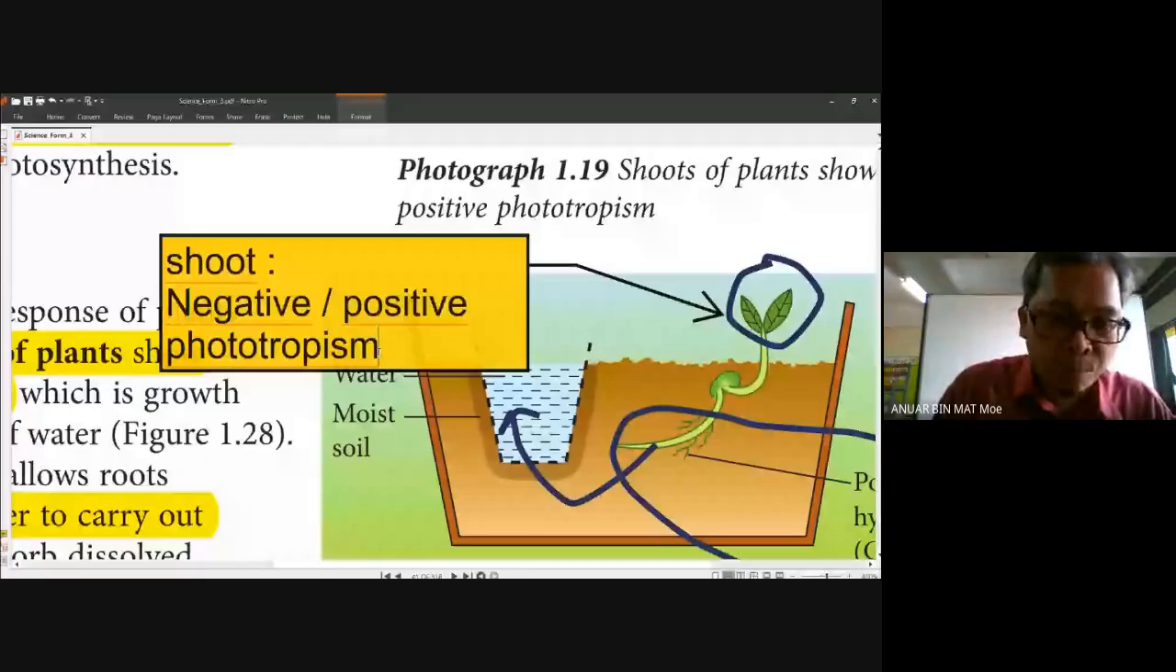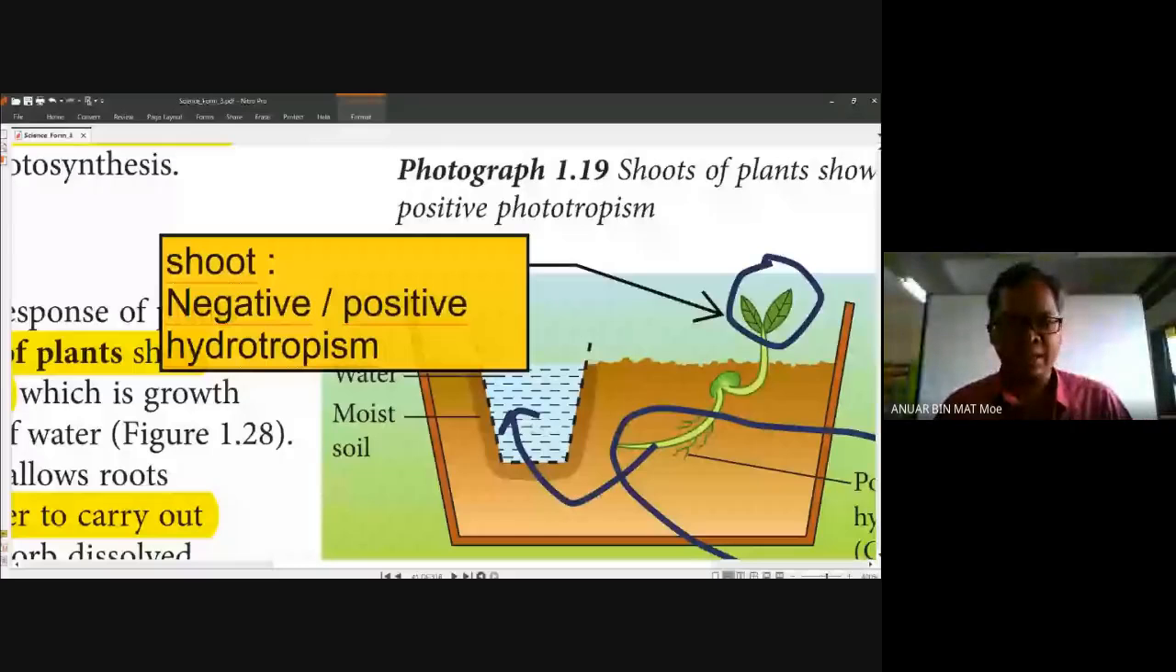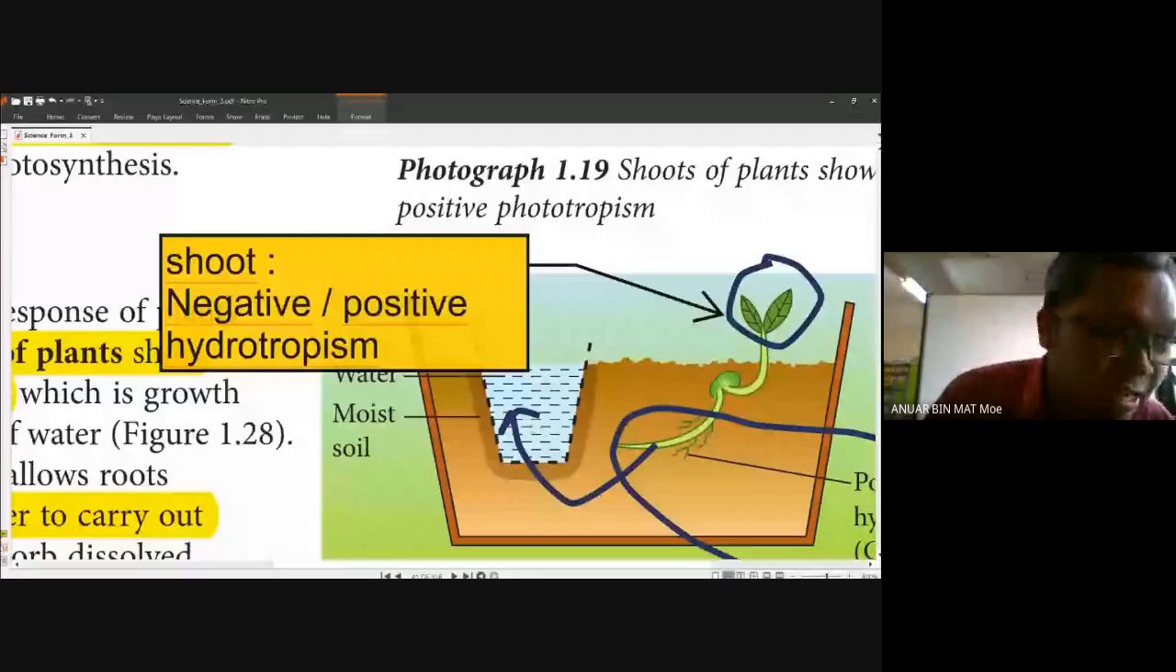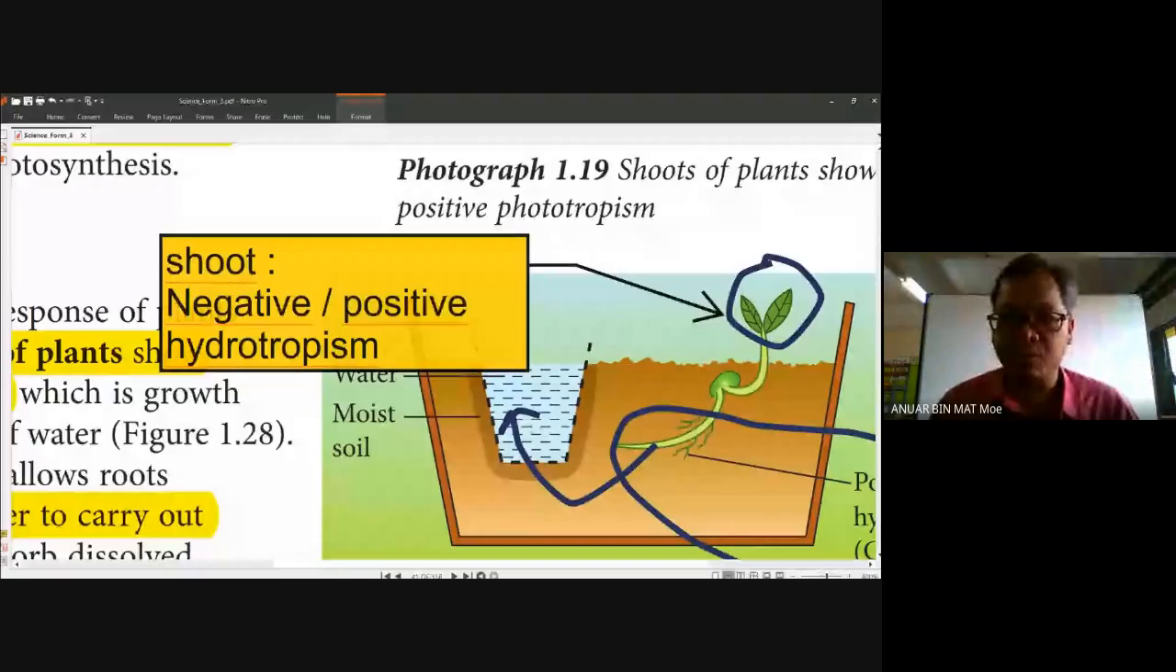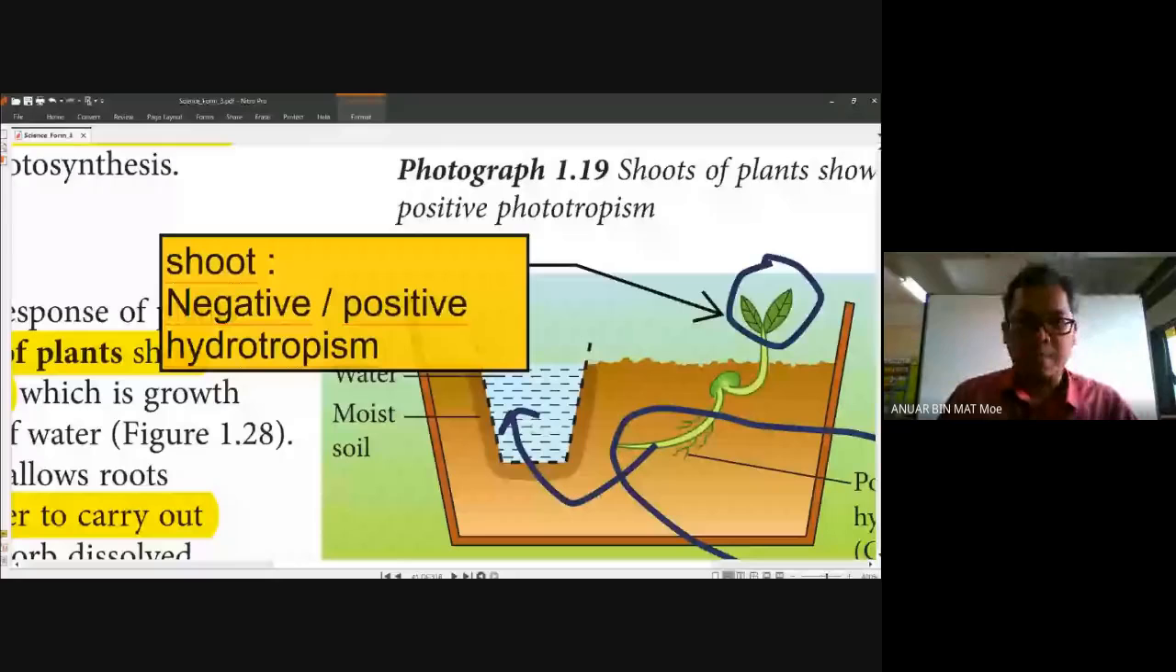Okay. But if I change phototropism to hydrotropism, if I change the question, hydrotropism, okay, shoot. Negative or positive? Negative. Yes, very good. You understand. If I change the question, negative or positive hydrotropism for shoot, meaning that it is negative hydrotropism, meaning that negative means away from the stimuli. Okay, very good. Right. So next one.